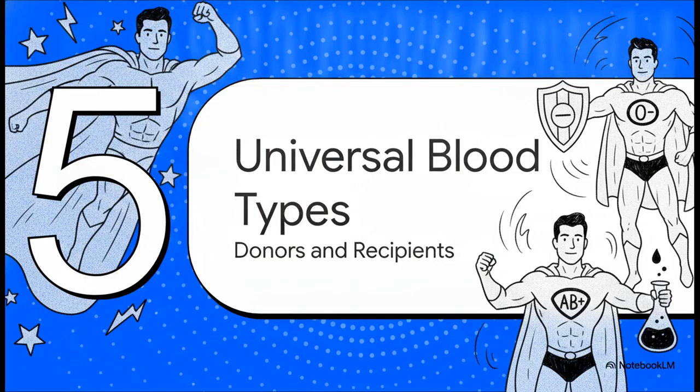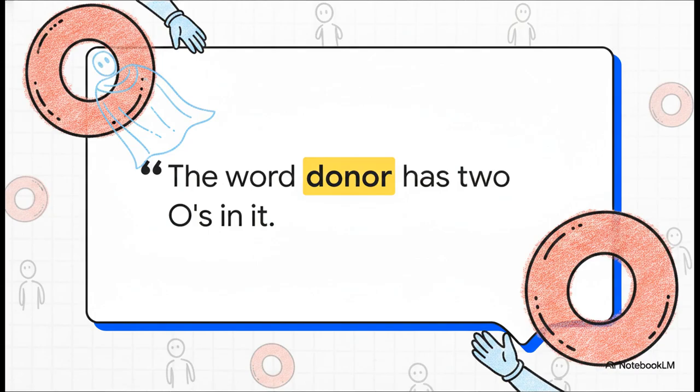And finally, Section 5, the universal donor and recipient. Let's spotlight the true rock stars of the blood world. Sitting at the extreme opposite ends of our chart are two superhero blood types with very, very special abilities. First up, type O negative. This is the universal donor. A super easy way to remember this is that the word donor has 2 O's in it.